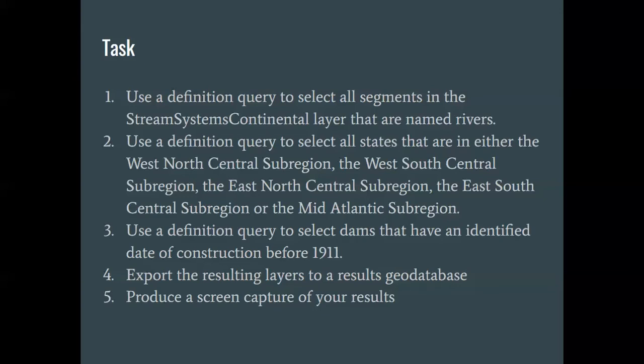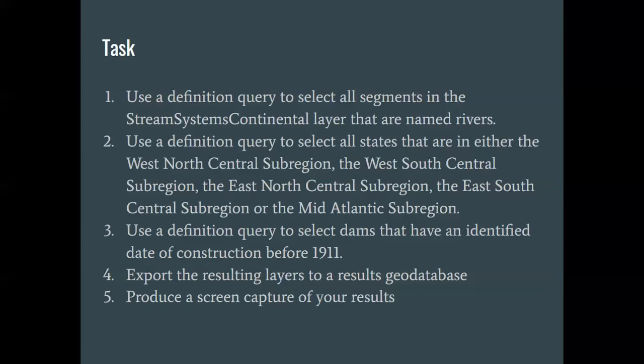The first one is going to be to select all stream segments that are named rivers. In other words, we're going to try to find all those things, Mississippi River, Missouri River, Ohio River, from the table. Then we're going to also use a definition query based on the continental states, and we want to select some specific regions: the west north central subregion, the west south central subregion, the east north central subregion, east south central subregion, and the mid Atlantic subregion.